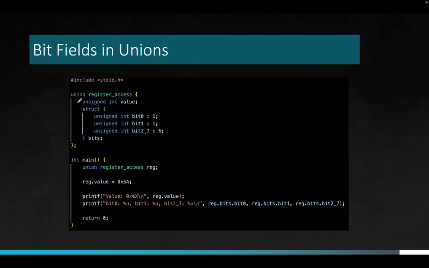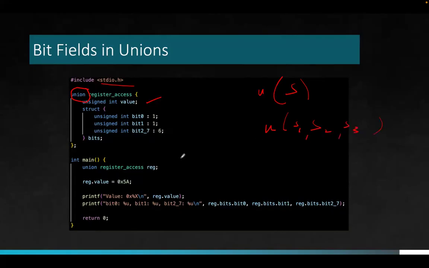One such example: stdio.h. Union is the keyword for the data type. Now, register access is the union name. In that, I have an unsigned int value, one variable of the union. Inside a union we can have varied data types, and a union can handle structures also. This is like a union of structures. You can have a union of structure 1, structure 2, structure 3 also.